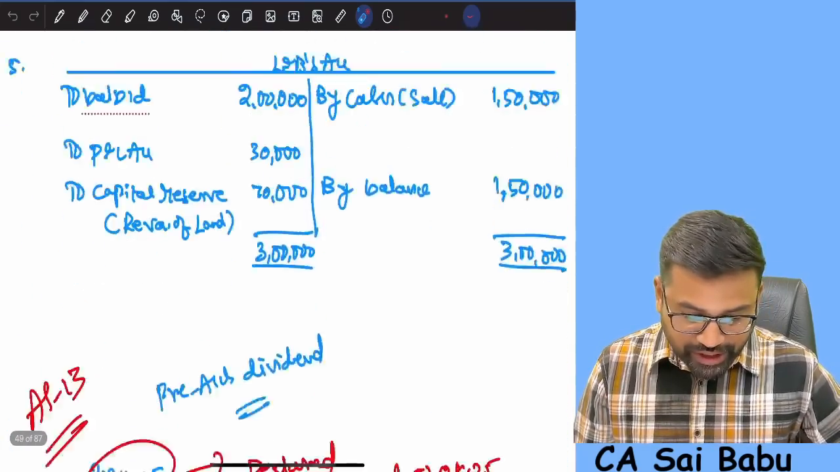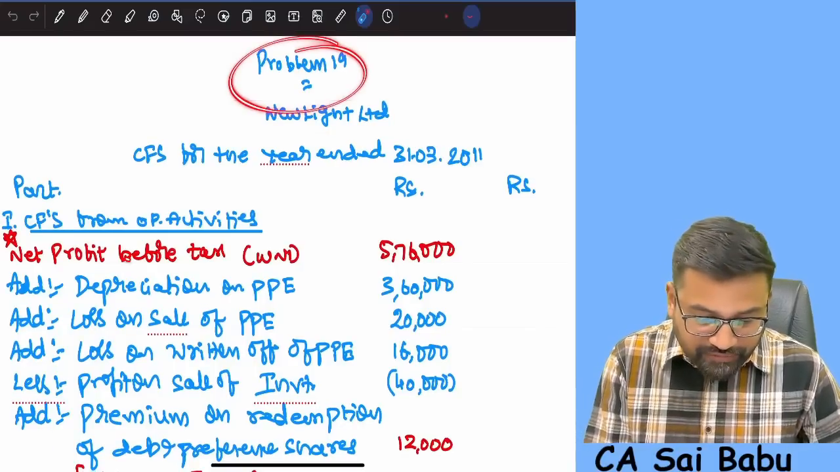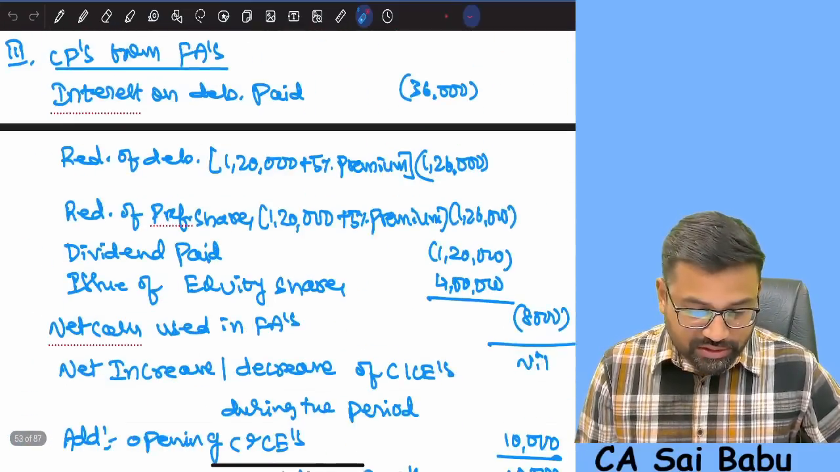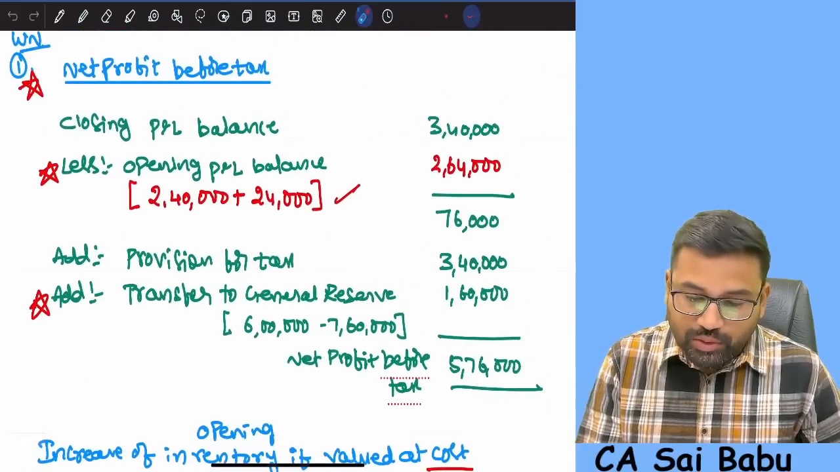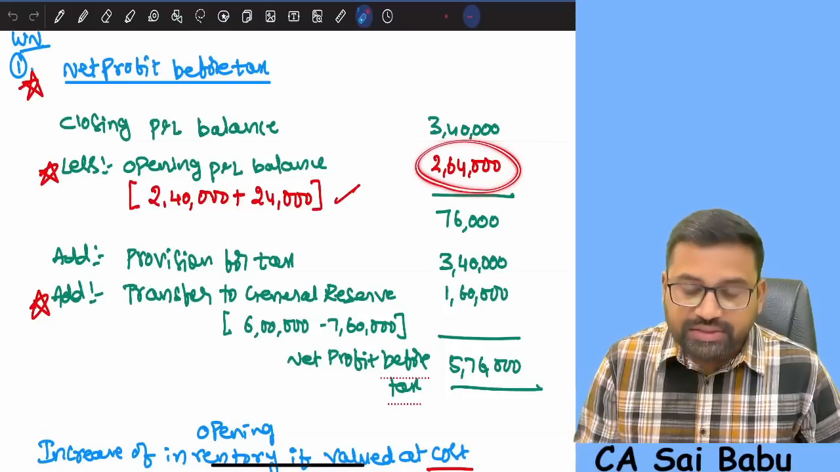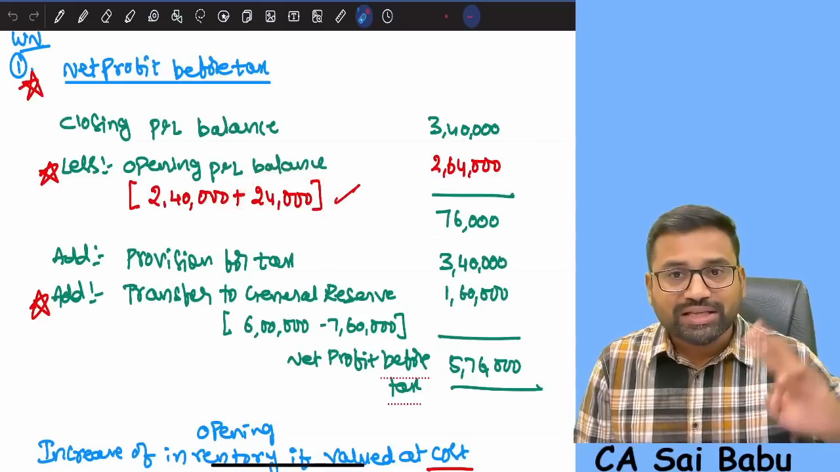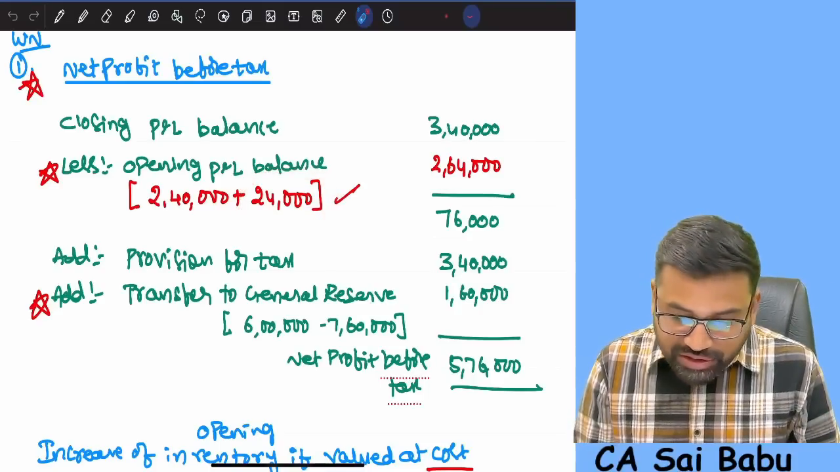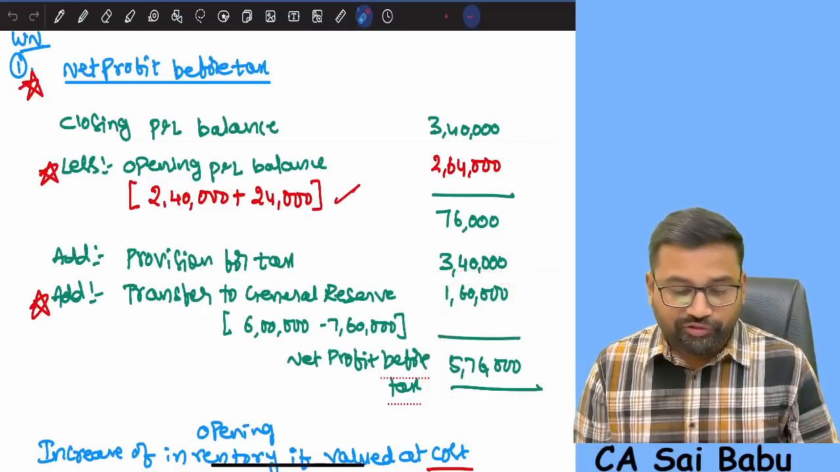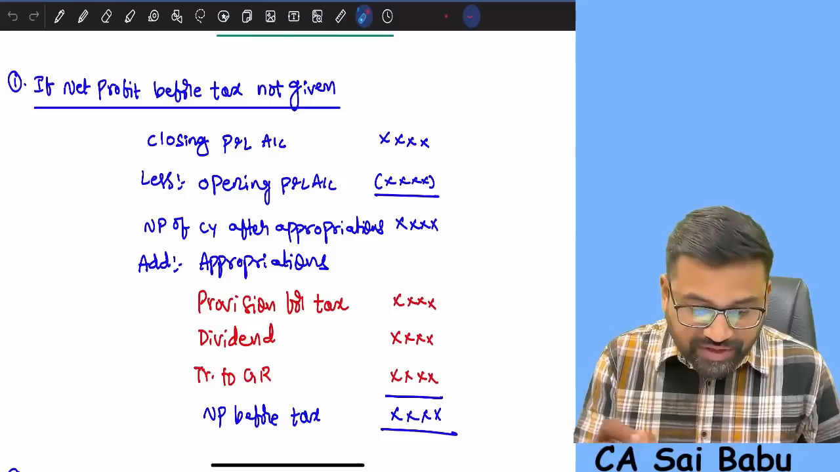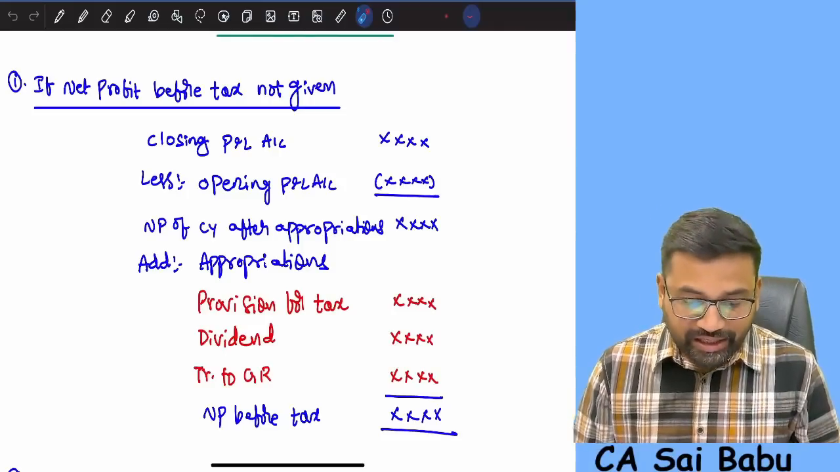So question number 19. See this. In this question number 19, first we need to start with net profit before tax. How we arrived at this net profit before tax? See this. Closing balance 3.4, opening balance 2.64. Actually, to the opening balance, one more adjustment is done, sir. That adjustment I am going to cover later. But see, provision for tax and transfer to general reserve, two things have been added. So you will get net profit before tax. So this is the first adjustment, ascertaining net profit before tax. Refer question number 18 and 19.